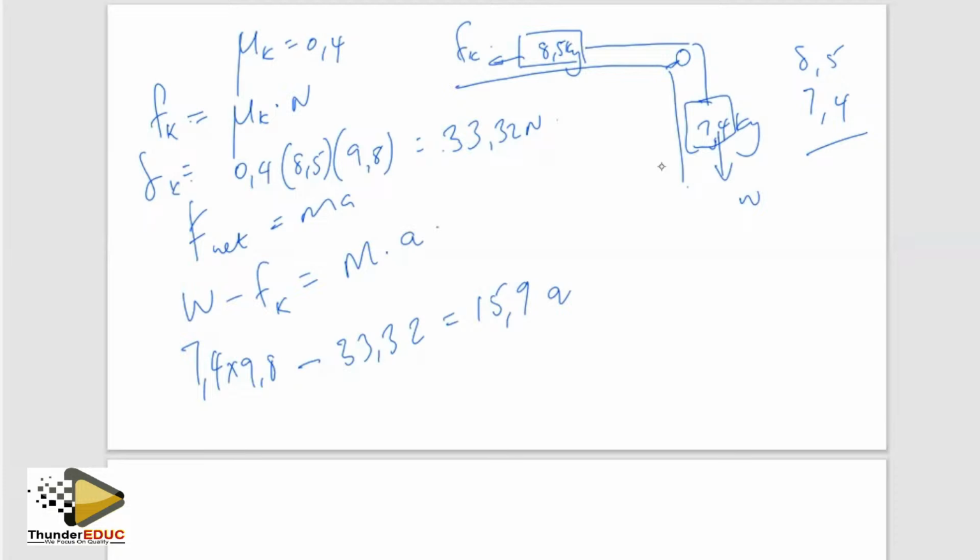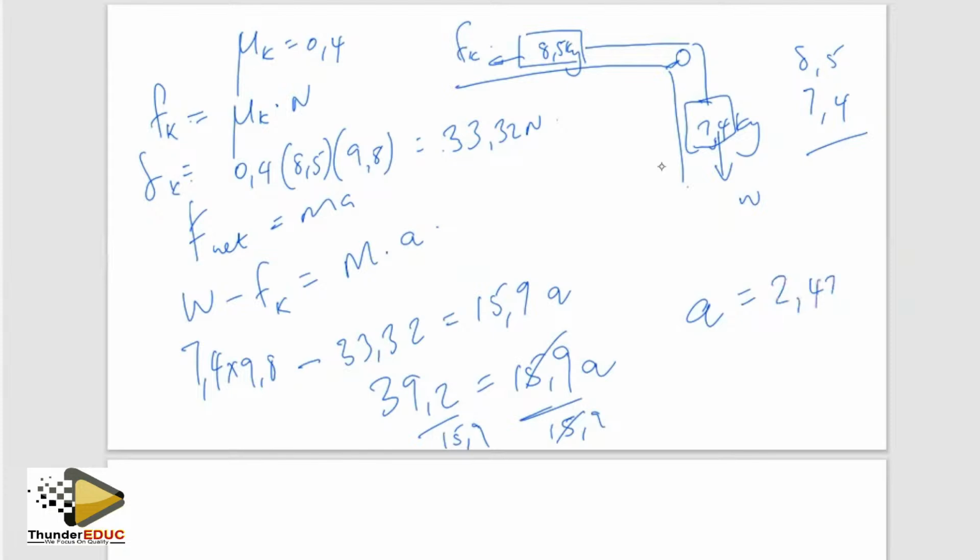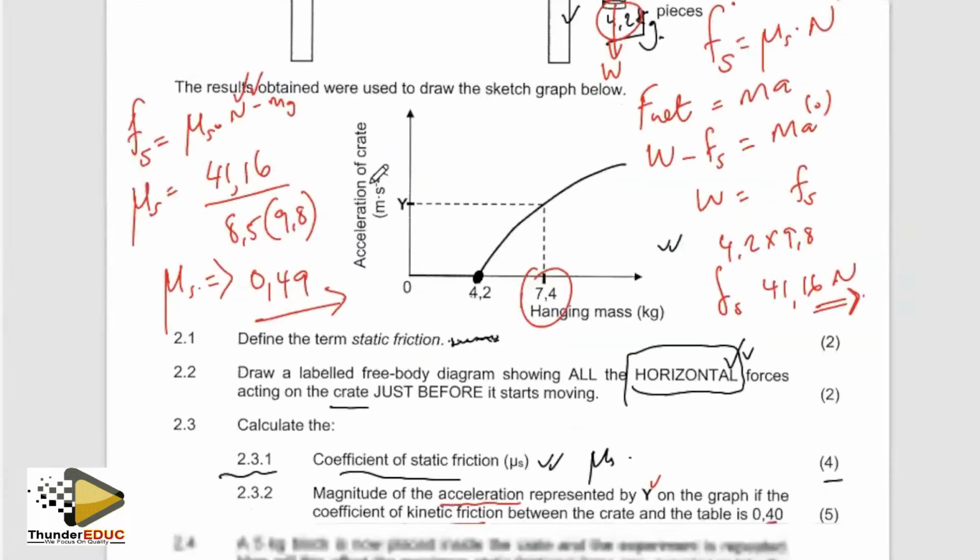When we subtract that, okay, we have 7.4 times 9.8. I'm getting 39.2 here. Is equal to 15.9 a. Then divide both sides by 15.9. Okay, that cancels that. So our acceleration becomes 2.06, which I'll just round off to 2.47 meters per second squared. Okay, so that is how I would have approached that question.